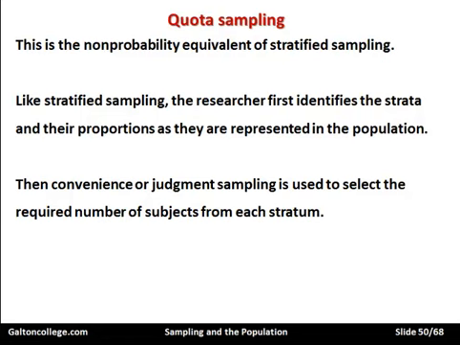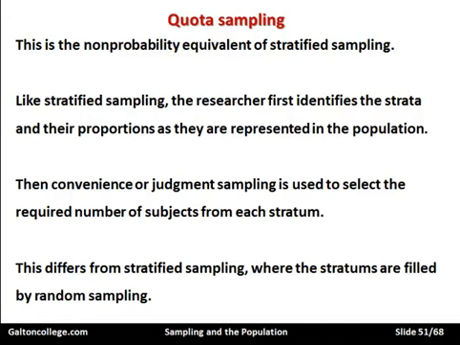It differs from stratified sampling, where the strata are filled by random sampling. So with stratified sampling, the strata were identified and then randomly sampled. With quota sampling, they simply identify the different parts of the population, the different strata, and then select a number out of that.